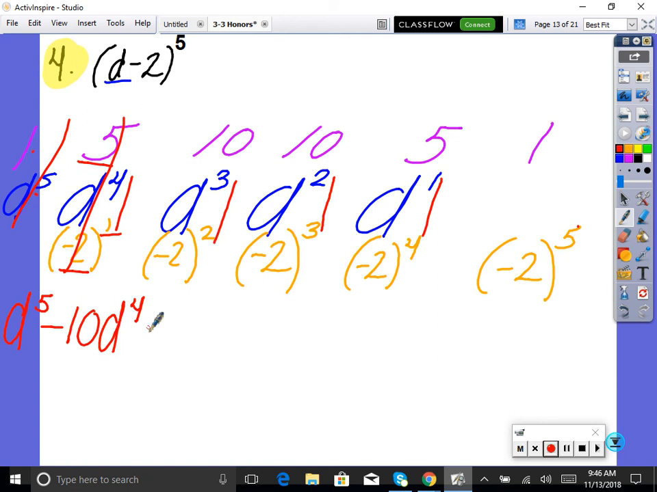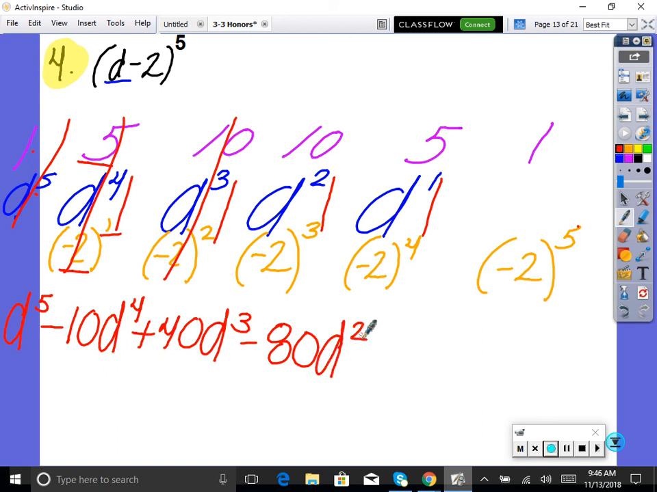Okay, so we have positive 40 though, right? 40 d cubed, yes. Then we have a 10 times negative 2 to the 3rd. That would be negative 80. Negative 2 to the 3rd is negative 8. Times 10 is negative 80. d squared. Then we have a negative 2 to the 4th times 5. So plus 80d. And then our final thing is negative 2 to the 5th, which is negative 32. Now check. Is it bouncing between positive, negative? Positive, negative, positive, negative, positive, negative. Yes, we're good.